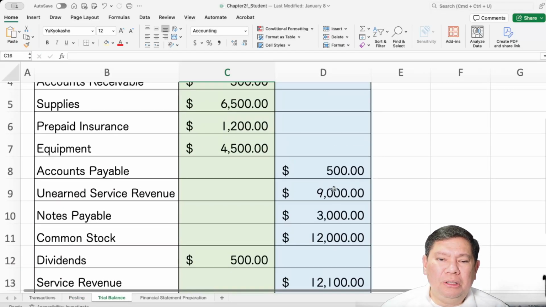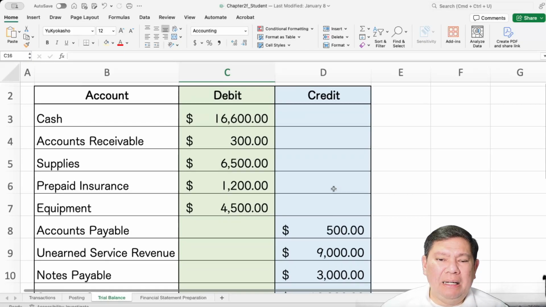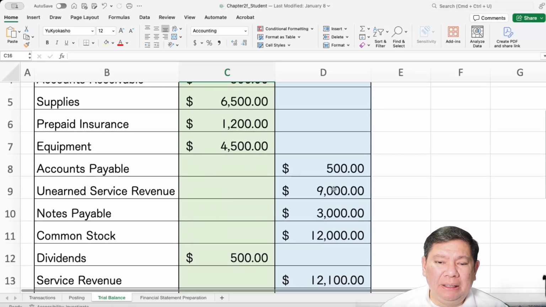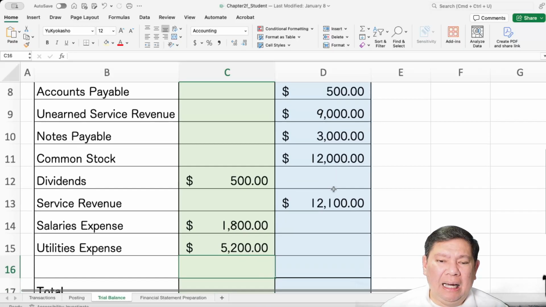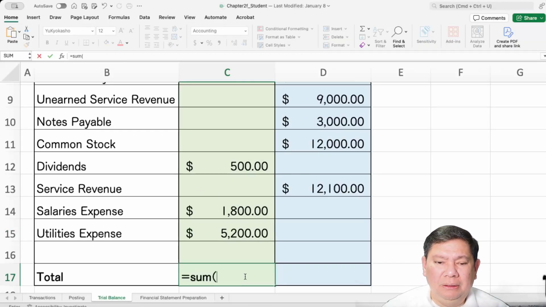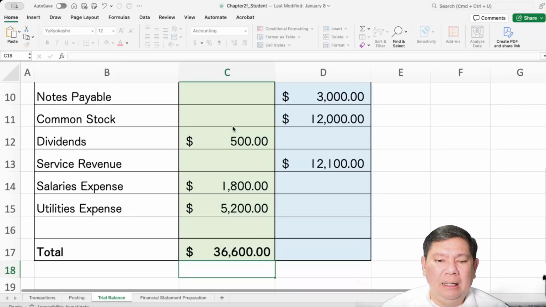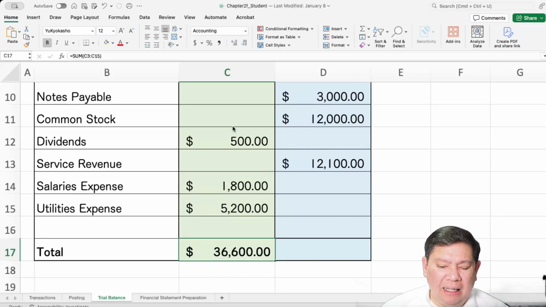Okay, so those are all the accounts that we have. The amounts, the ending balance for each account, and the location, whether it's on the debit side or left-hand side or credit side, right-hand side. Okay, and then we can add them all. This time use your calculator. Okay, 36,600 on debit.